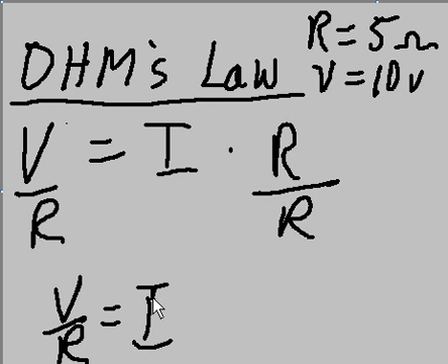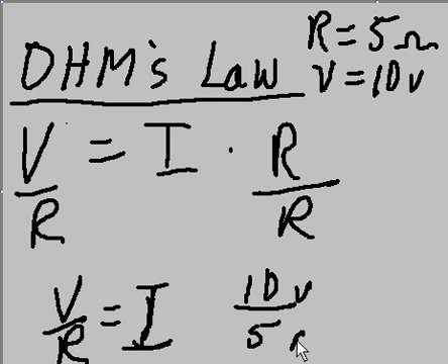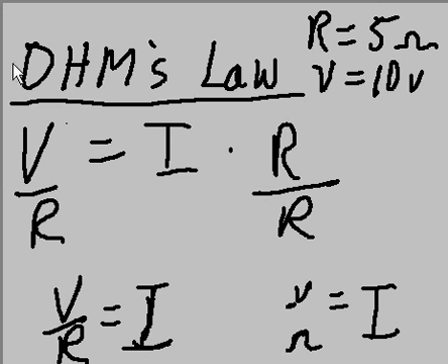Now, substitute. V, 10 volts, over R, 5 ohms, equals I. 10 over 5 becomes 2. Volts over ohms becomes amps. And that's how you do it.